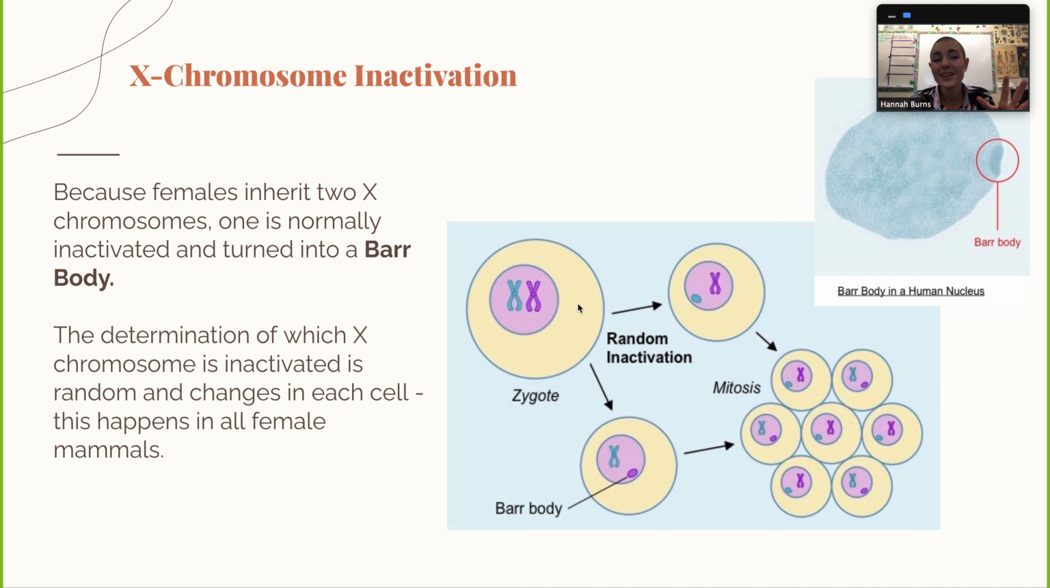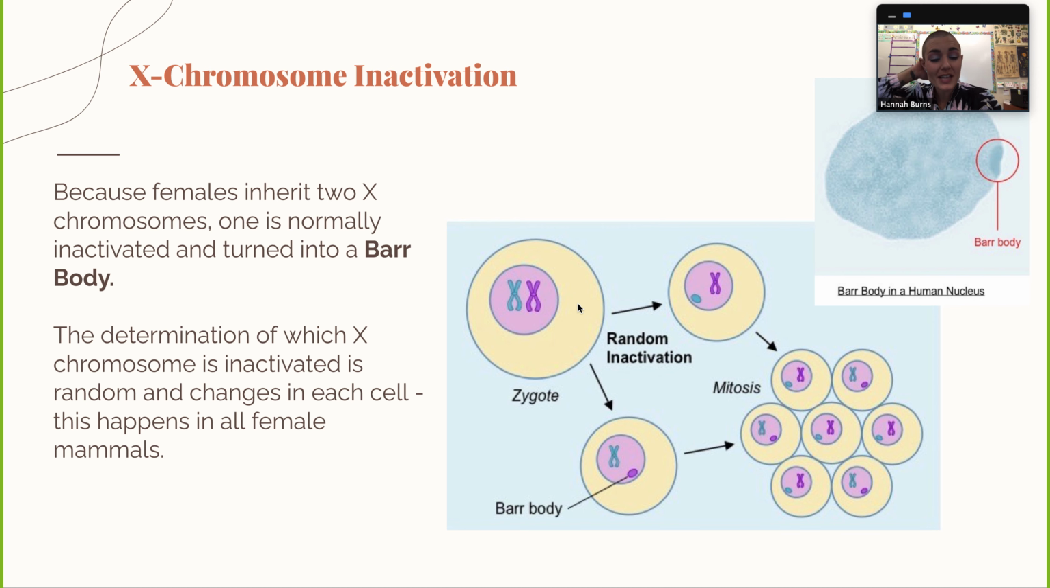So there's something kind of crazy called X chromosome inactivation. Essentially this means that because females inherit two X chromosomes, one is normally turned off so that it's not competing. And the one that's turned off is turned into something called a bar body. And the determination of which X chromosome is inactivated and turned into a bar body is actually random in every single cell. So some of our cells might have the X chromosome from mom activated, while some of our other cells might have the X chromosome from dad activated, which is kind of crazy if you think about it.